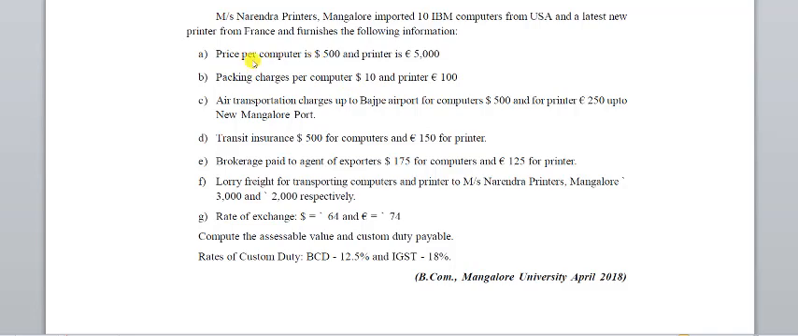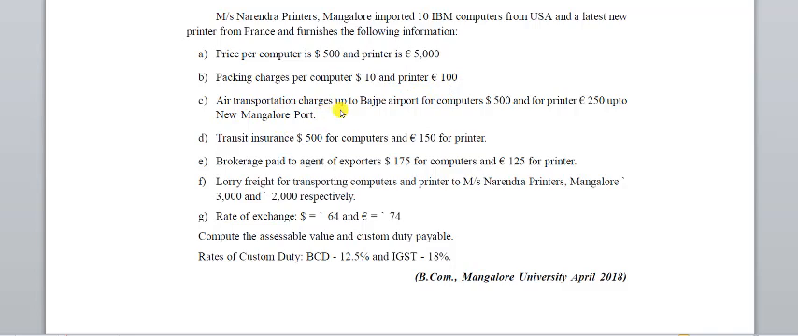Price per computer is given. 10 computers are imported. So we have to multiply anything given per computer into 10 and printer is euros 5000. Here should we multiply by anything? No. Why? Because they have mentioned only a latest printer, that means only one printer. Packing charges per computer, once again rupees 10 and printer euros 100.